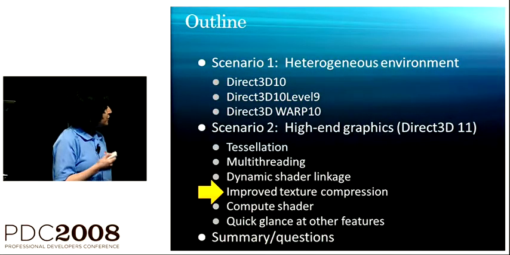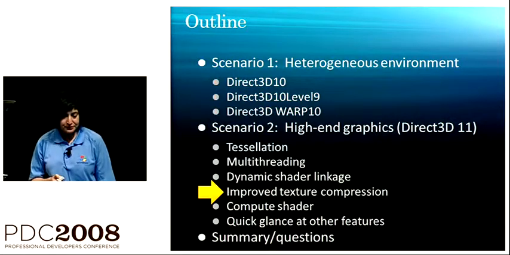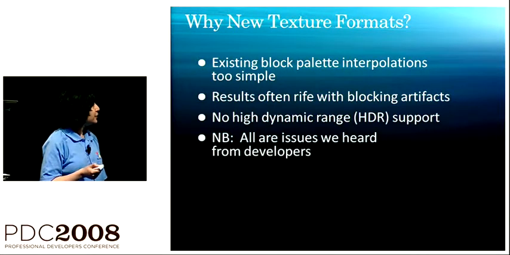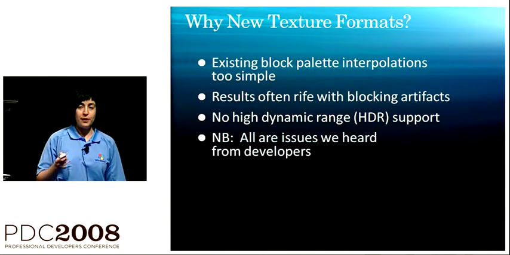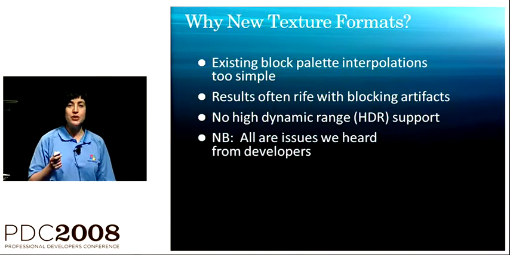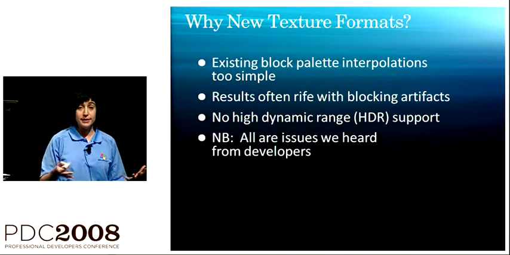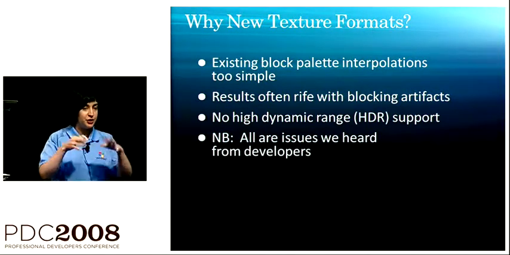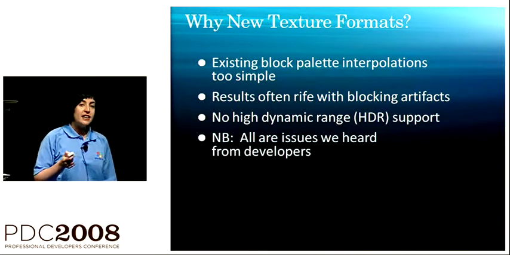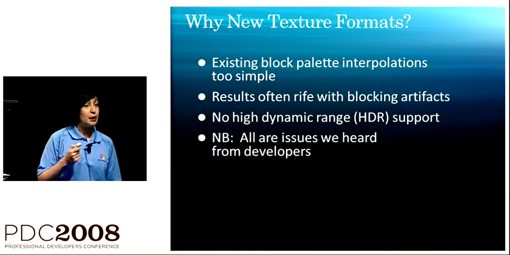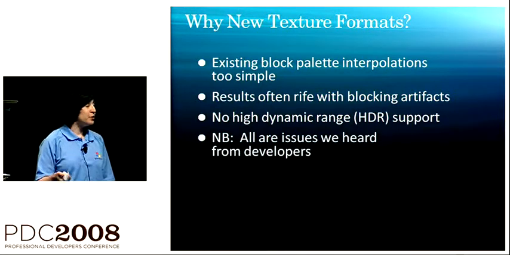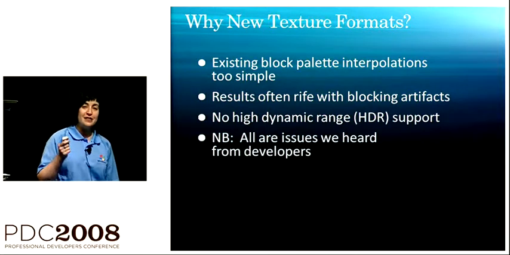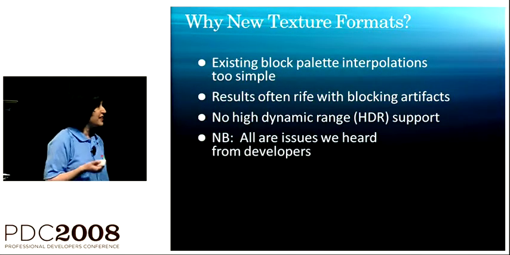Okay, on to improved texture compression. Why do we need new texture formats in Direct3D 11? Well, a couple of reasons. One, the texture compression that we use in Direct3D is what's called block compressed. A lot of you probably know that already, but in case you don't, you take each block of the texture and compress it individually. And the interpolation models that we have for the existing BC formats, as they're called, are too simple. The problem is that the results, and you're going to see this in a couple of seconds, often have significant blocking artifacts. That's really unattractive.